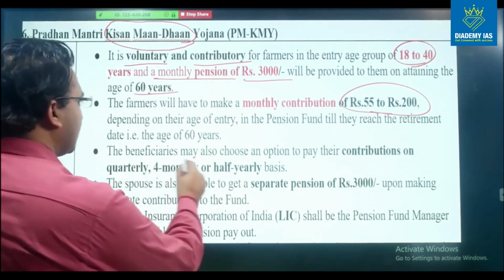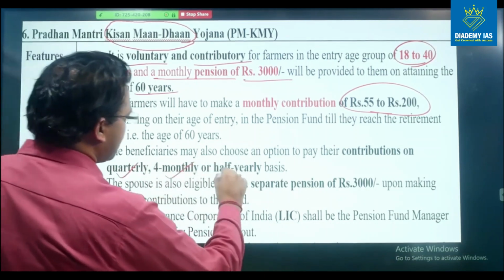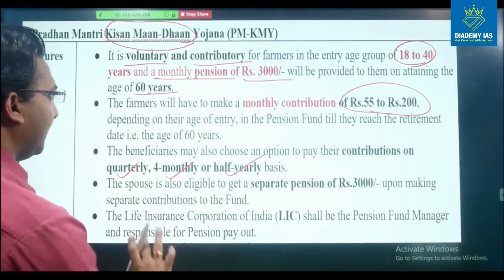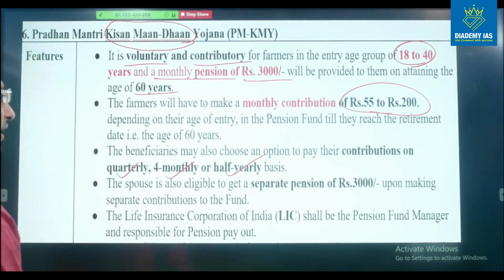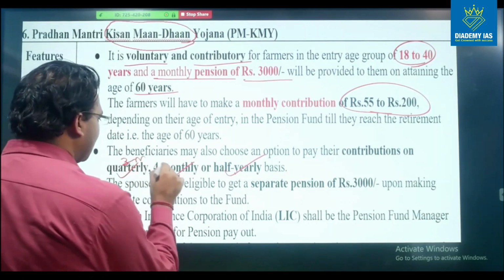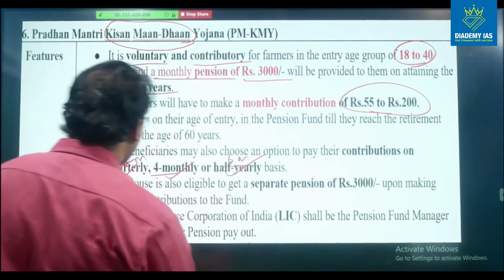The beneficiary can choose to contribute on the quarterly basis, 4 monthly basis or half yearly basis, not on a monthly basis. So there is no monthly option. The calculation will be monthly but the contribution will be quarterly, that is once in 3 months, or once in 4 months, or once in 6 months, right.